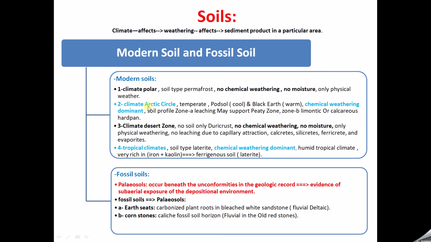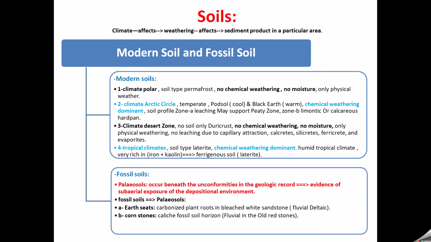On the other side, in the climate of the Arctic Circle, the temperate side, you will have chemical weathering. The same thing for the tropical region. You will have chemical weathering because you have moisture and you have thick soils. Those thick soils will have horizon A, horizon B, and organic-rich material. Especially in the tropical area, because you have a humid tropical climate, very rich in iron, plus kaolinite, which is ferruginous soil, we call it laterite.